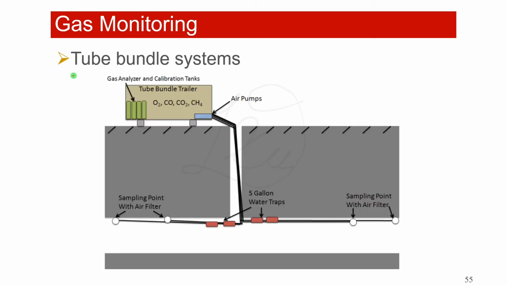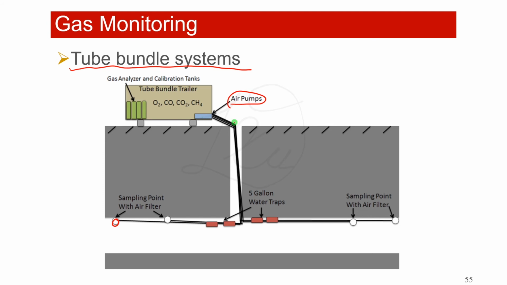Another gas monitoring system is the tube bundle system. On the surface, you have a gas analyzer and calibration tanks. It could be a movable camper-like room. In this room, it has the ability to measure the concentration of different gases. And you have a pump there that pumps gas out from these tubes that connect to different places underground. So gas will be pumped through these tubes to the analyzing room so the concentration can be continuously monitored.